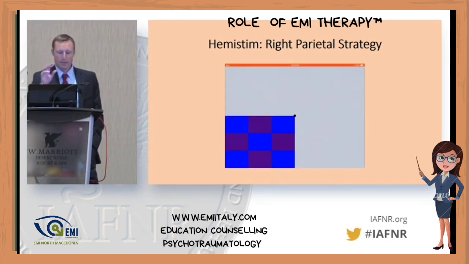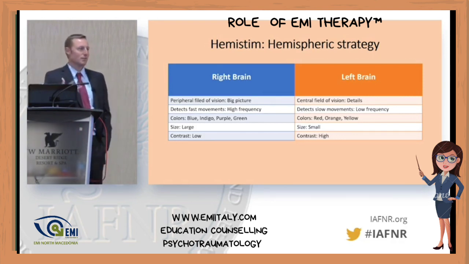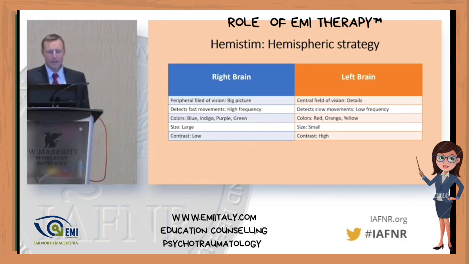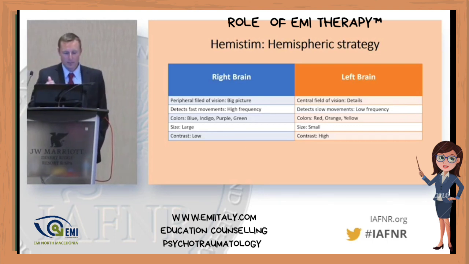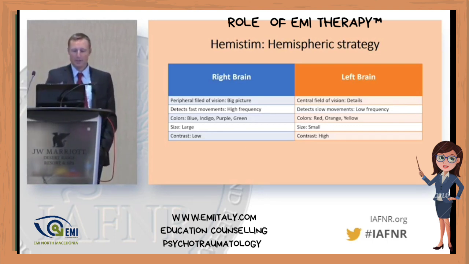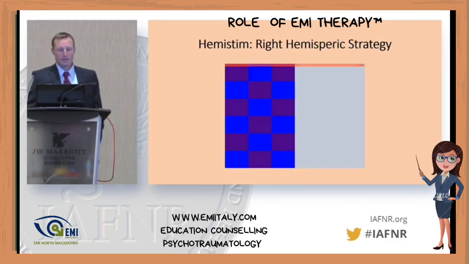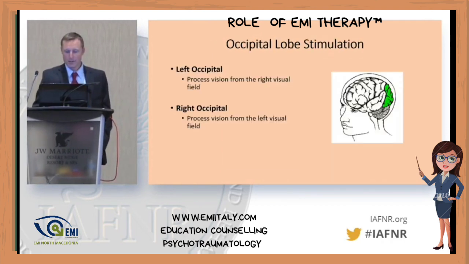See the blinking is a little faster. The squares are a little bit larger. The colors are different. Lower field of view. The right brain and left brain are kind of similar to this: the right brain is similar to the parietal criteria, and the left brain is similar to the temporal. So what you see on the right brain, again, is big picture, high frequency, blue end of the spectrum, large stimulus, low contrast. Exact opposite for the left brain. And this would be a right hemispheric strategy and a left hemispheric strategy.